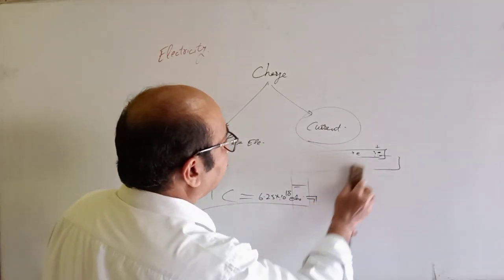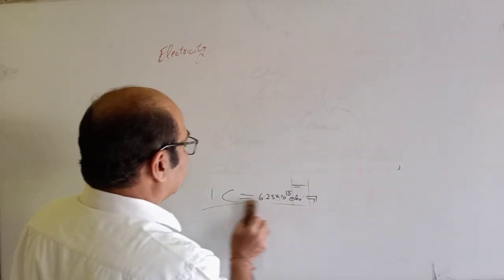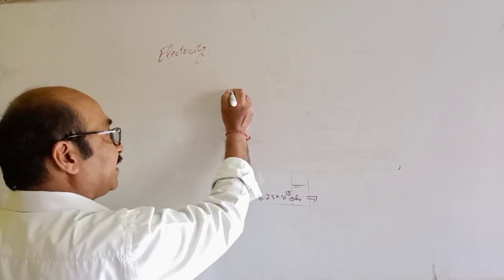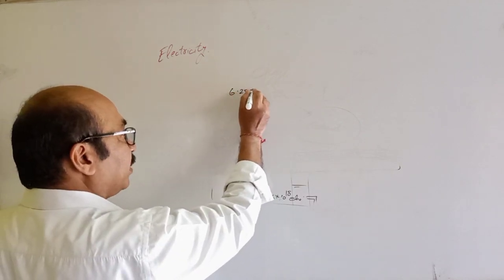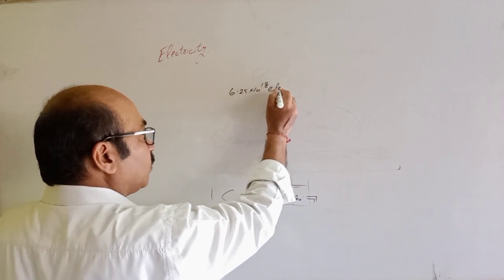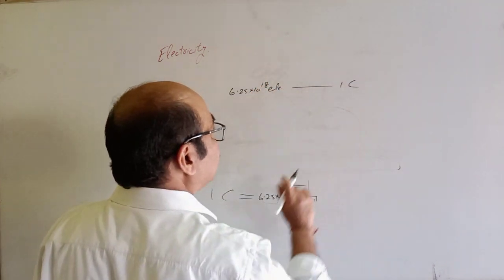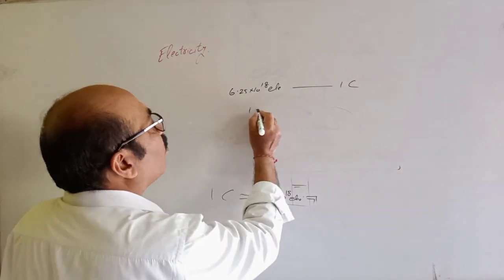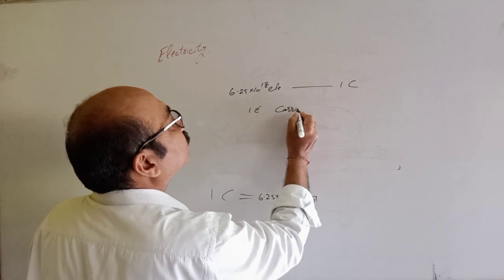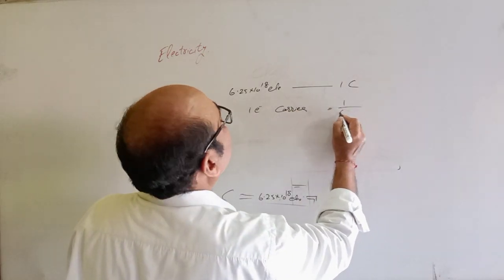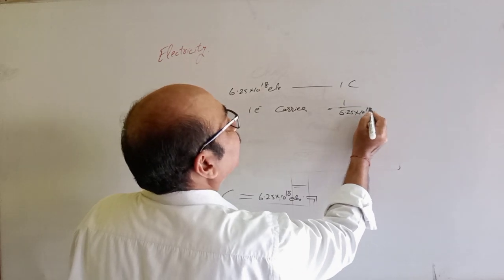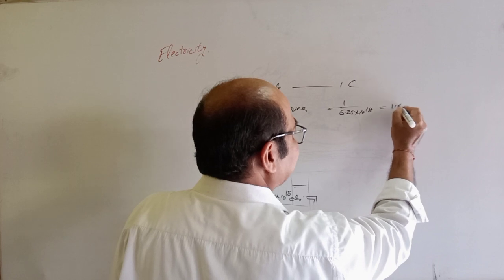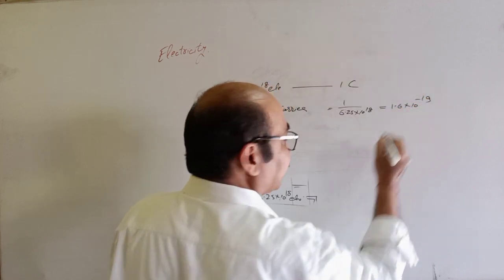For example, here I have just mentioned that 1 coulomb charge is equal to 6.25 into 10 to the power 18 electrons. If I write in another way, 6.25 into 10 to the power 18 electrons means 1 coulomb of charge. Or I can say that this many electrons are carrying 1 coulomb charge. Then 1 electron carries how much? That is 1 upon 6.25 into 10 to the power 18. If I calculate it, it comes out to be 1.6 into 10 to the power minus 19.